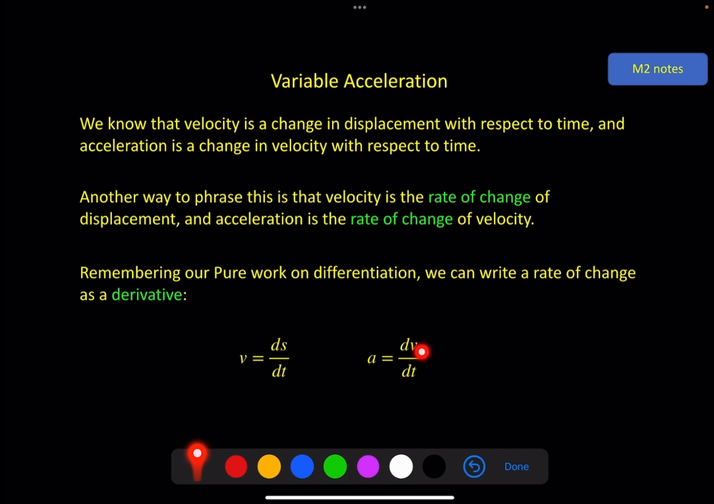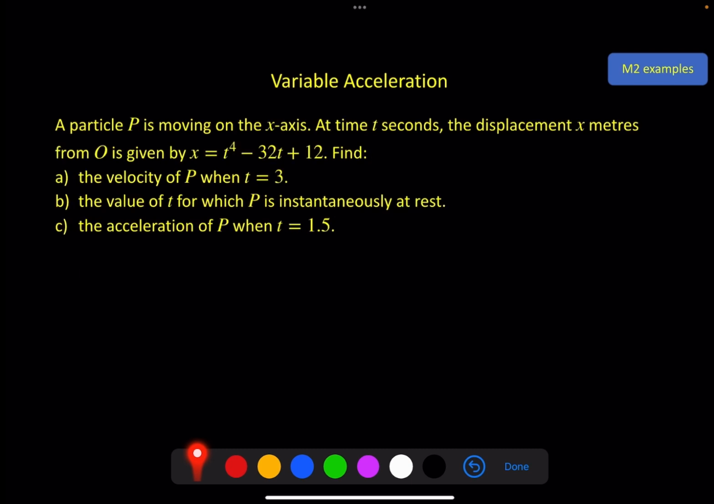And because we know v in terms of ds and dt, a can become a second derivative of displacement as well. We need to be able to use these ideas to differentiate a displacement function to get a velocity function, and to differentiate a velocity function to get an acceleration function, and then use it like we did in the previous video. Sometimes these questions will involve finding the turning points, which is why we did that starter question. So here we go, a few examples.